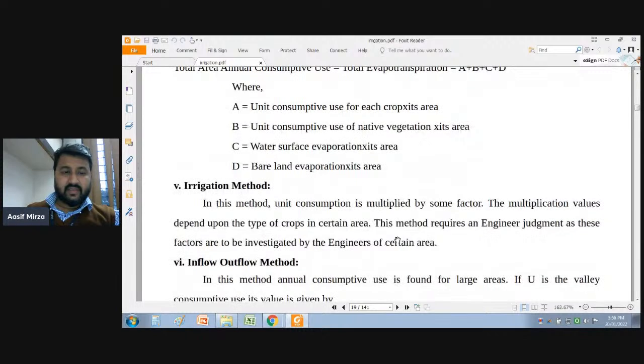Now, irrigation method, this is the fifth one. In this method, unit consumption is multiplied by some factor.